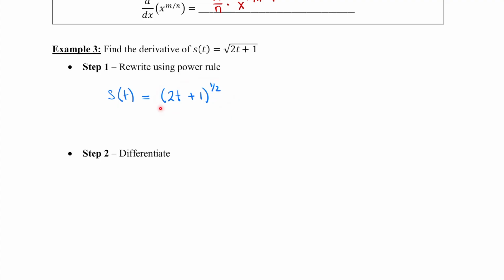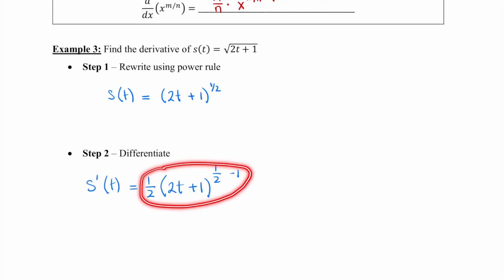This is a composite function. The outer layer is the power function, and the inner layer is 2t plus 1. So we need to use the chain rule. First, we need to take the derivative of the outer function. We use the power rule. We bring 1 half down as the coefficient and subtract 1 from the exponent. This is the derivative of the outer function.